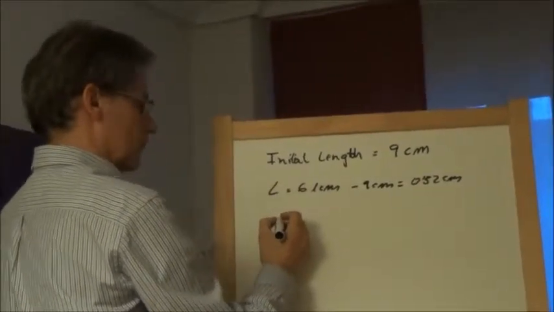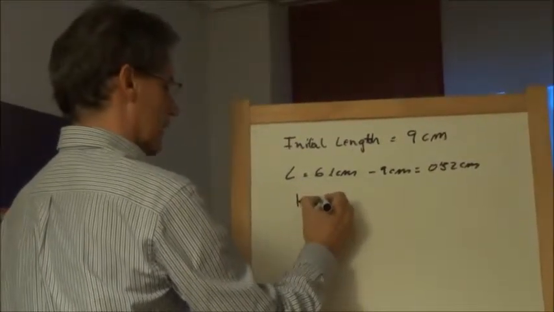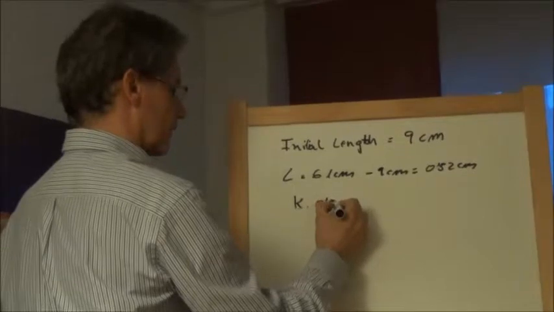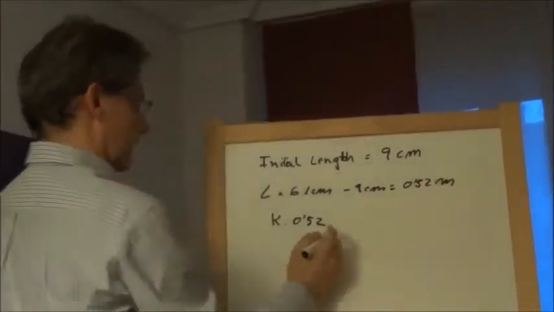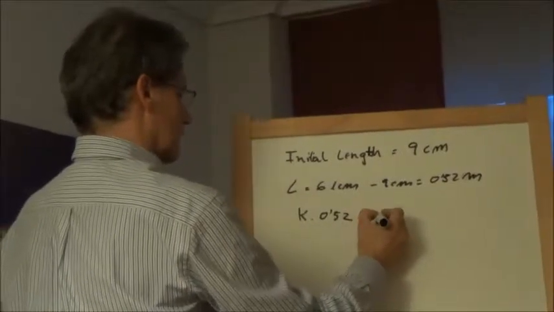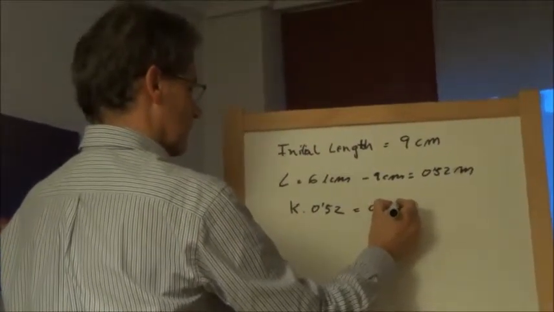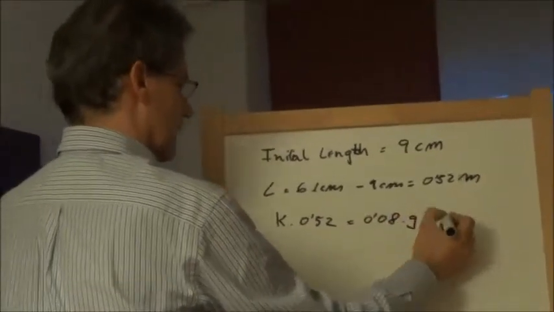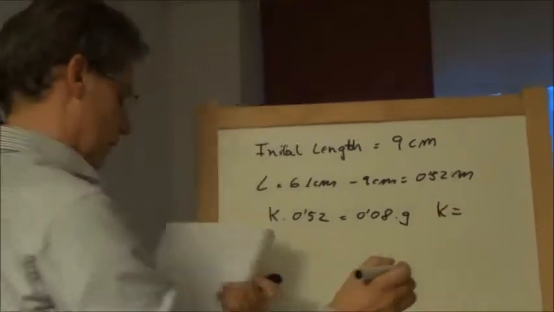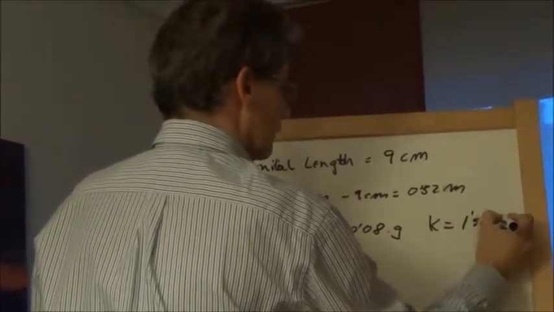So to calculate the spring constant, we have to do k times 0.52, this is in meters, equals 80 grams, which is 0.08 kilograms, times g. So we get k of 1.54 newtons per meter.